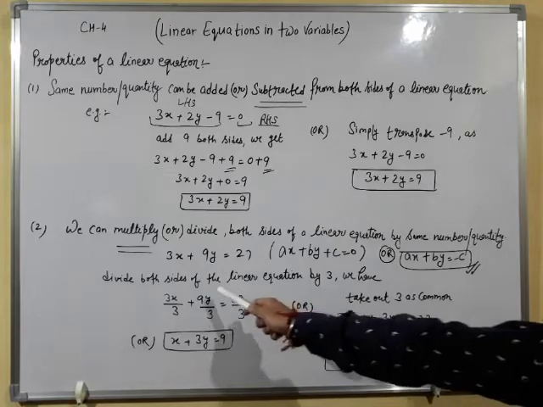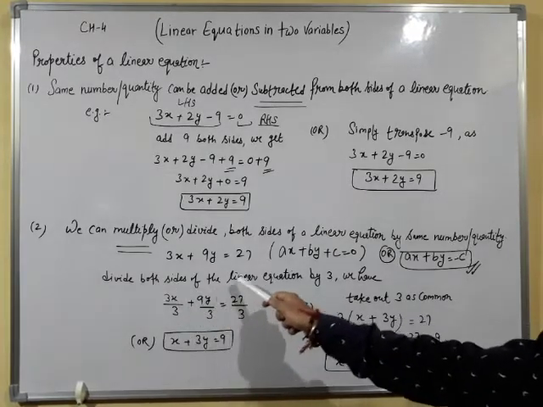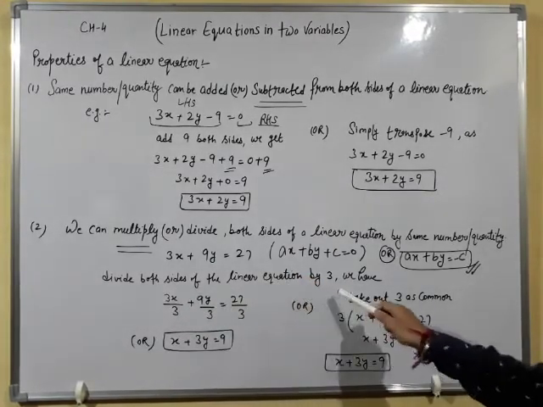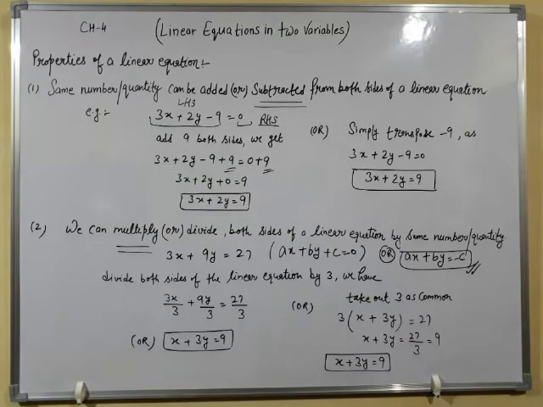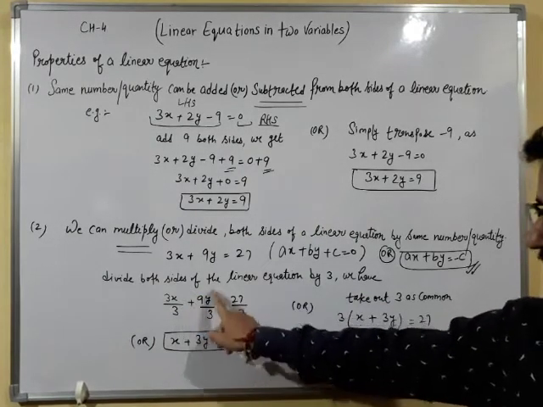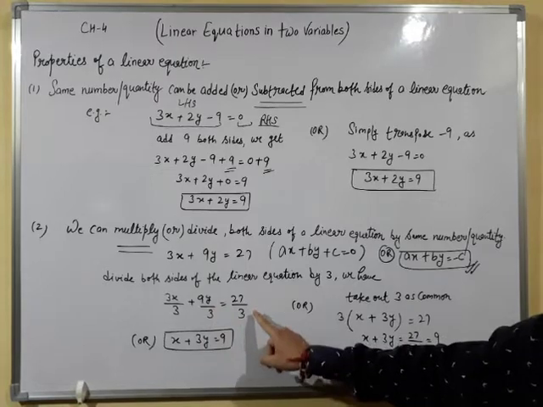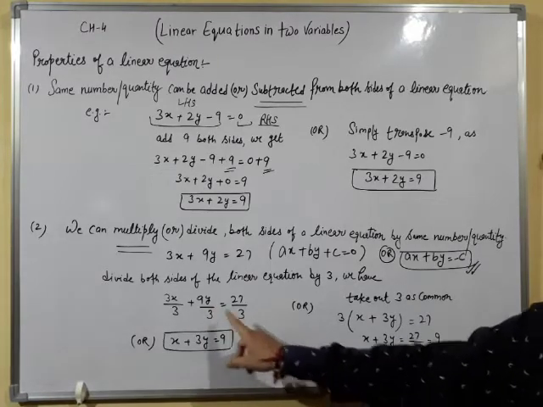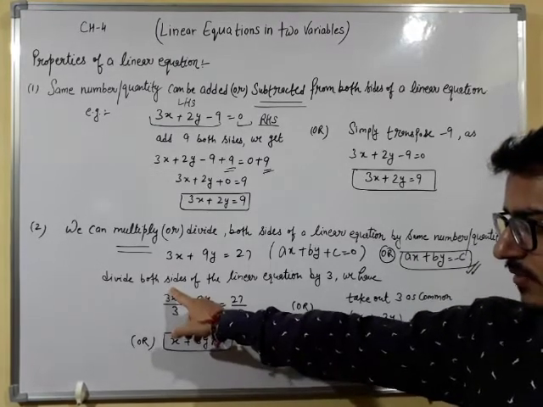So here we have divided both sides of the linear equation by 3. So it will become 3x upon 3 plus 9y upon 3 equals 27 upon 3. And we know 3 ones are 3.